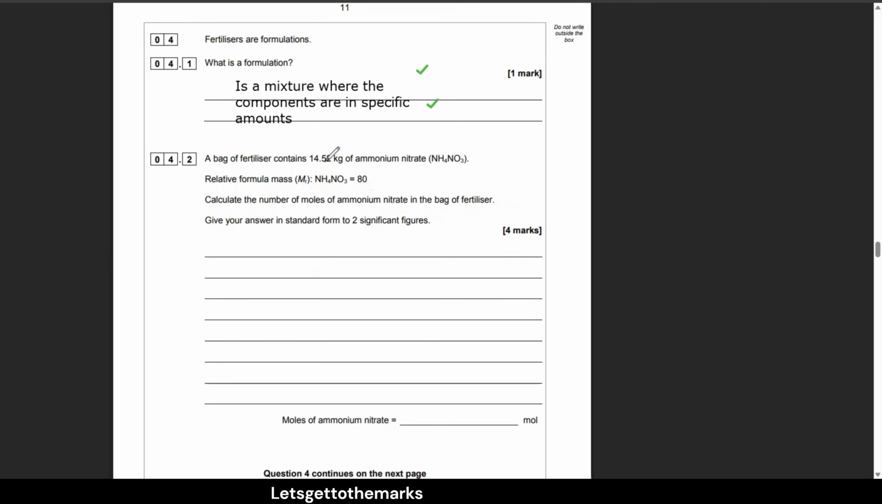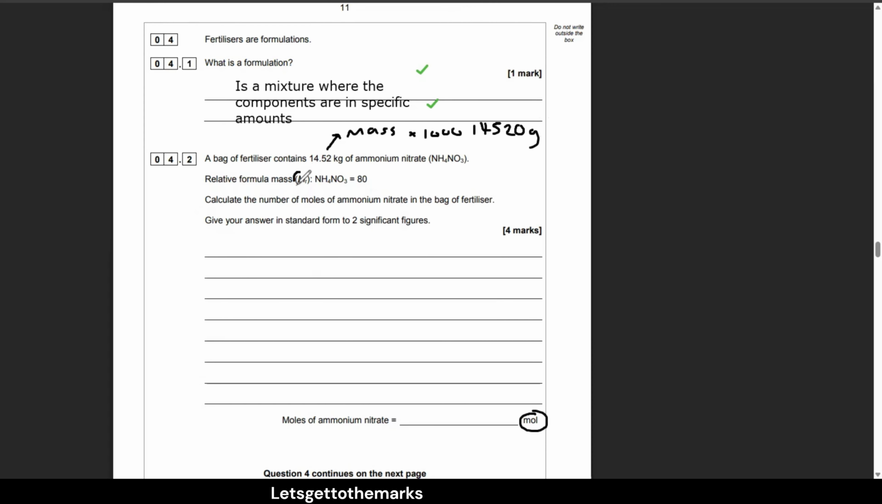So first of all, they've given us mass. In chemistry, kilograms, you're going to change to grams, especially if you're trying to work out moles, you're going to need grams. So you're going to times that by 1,000. 14.52 times 1,000 is 14,520 grams.